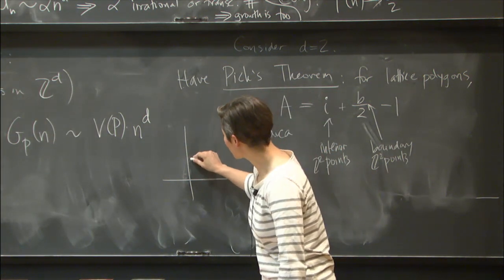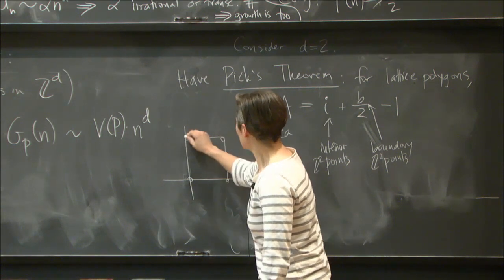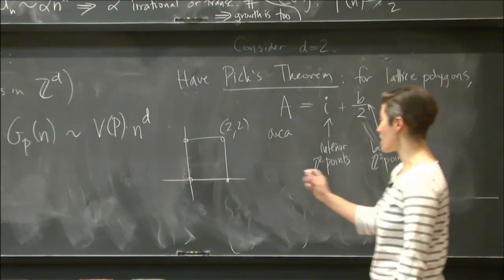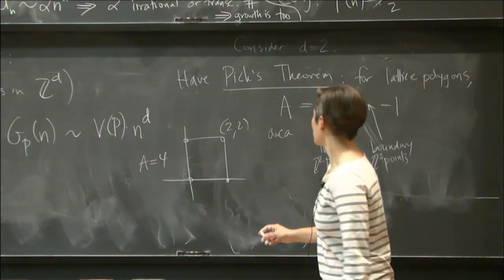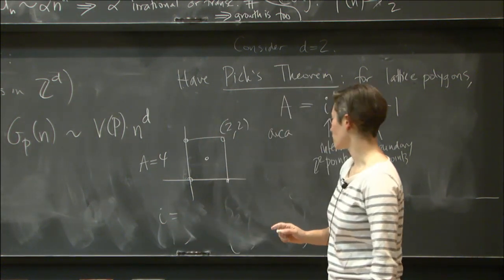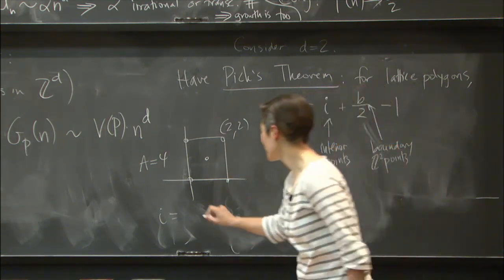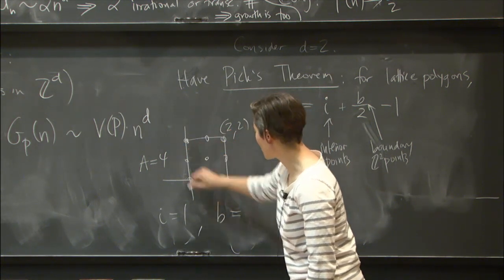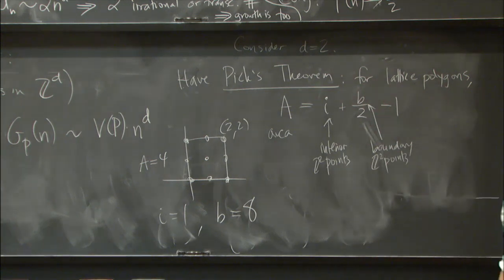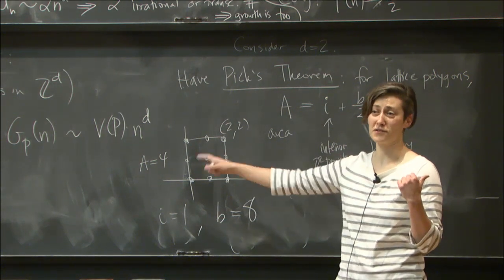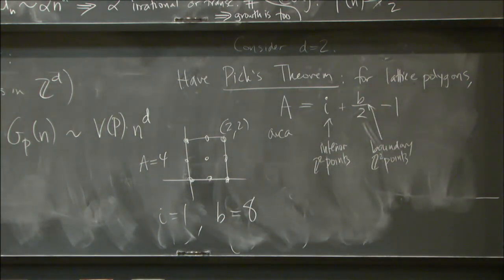Okay, so let's do an example. Let's look at the square with a vertex at 2, 2. So the area here is 4. The interior points, I is the number of interior points. So what is it? Just 1? Make sure that I'm doing this right. The number of points on the boundary is 1, 2, 3, 4, 5, 6, 7, 8. And 1 plus 4 minus 1 is 4. Huh. Something good just happened. Okay, any questions?